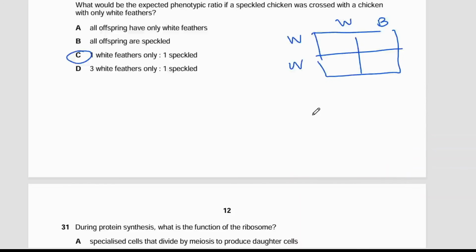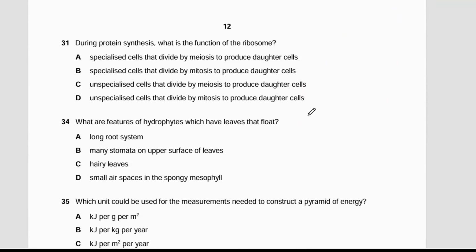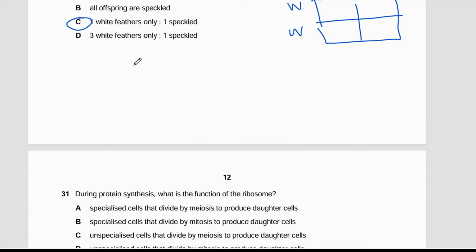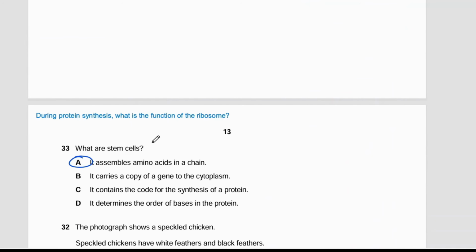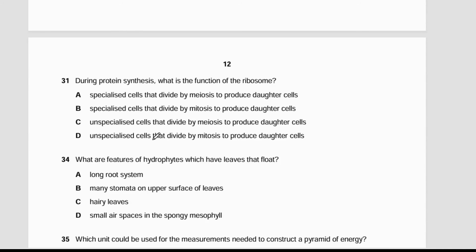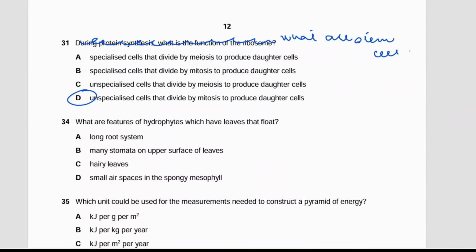Yeah, correct. Okay. Now the 33rd statement is, what are stem cells? Divide by mitosis to produce protocells. And okay, correct, D. What are the features of hydrophytes which have leaves that float?